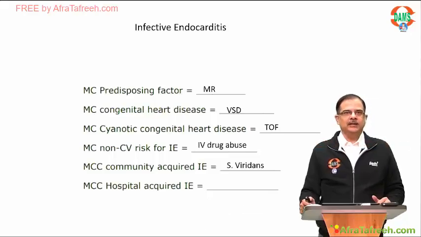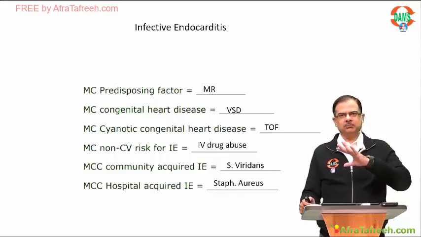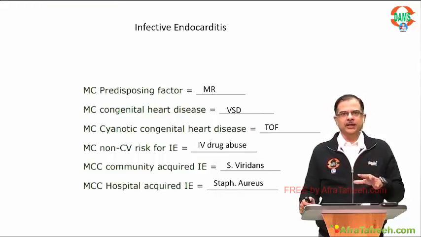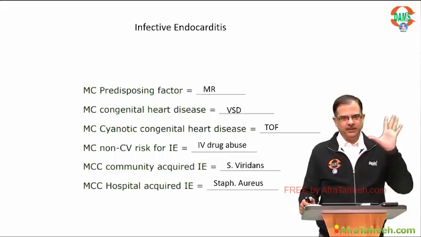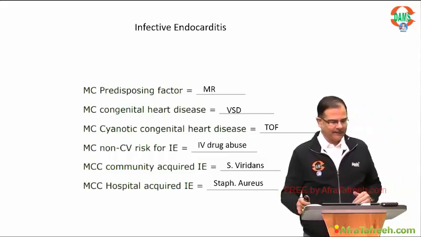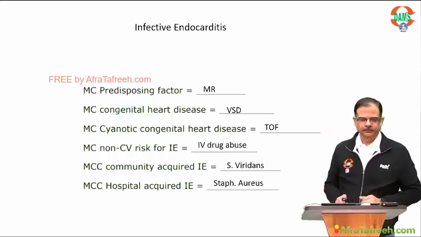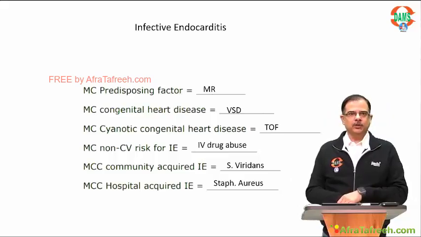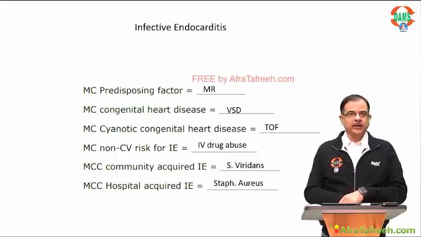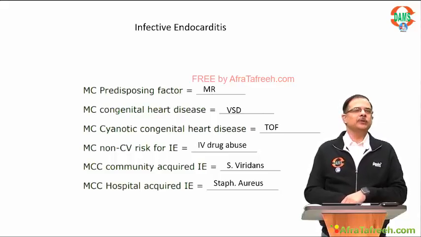Community acquired and hospital acquired. These are the one-liner questions, and the answers have not changed. They are the same. Community acquired is Streptococcus viridans, and hospital acquired is Staph aureus.